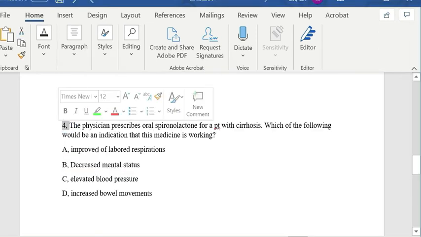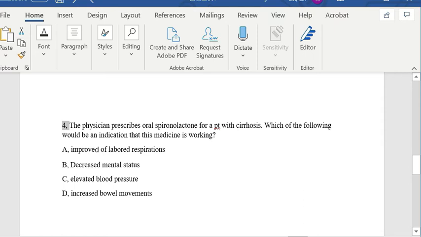Number four, the physician prescribes oral spironolactone for a patient with cirrhosis. Which of the following would be an indication that this medication is working? What is spironolactone? It's also called Aldactone. It's a diuretic, right? Okay, let's see.